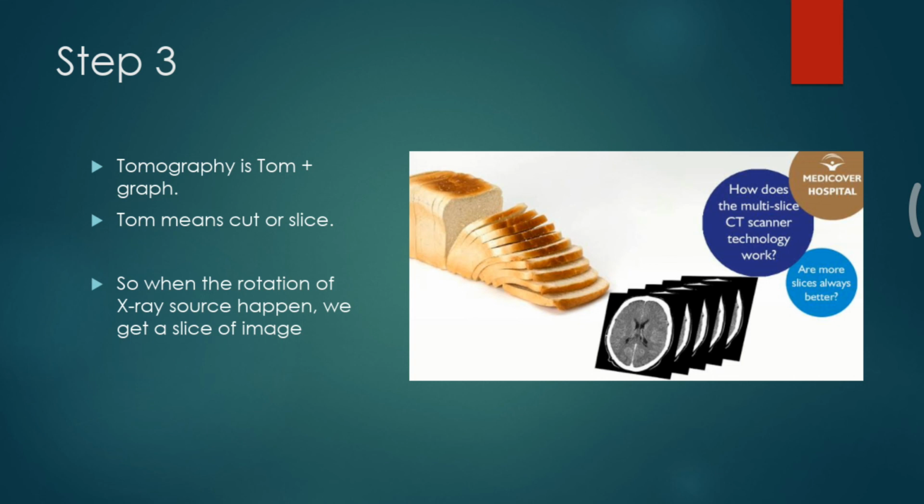Tom basically means to cut or to slice. So since the X-ray source and the detector are rotating in one single direction, they are able to take images from all the different sides, and so what we get finally is a slice of image.